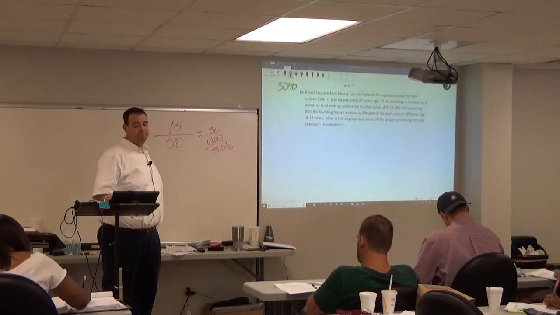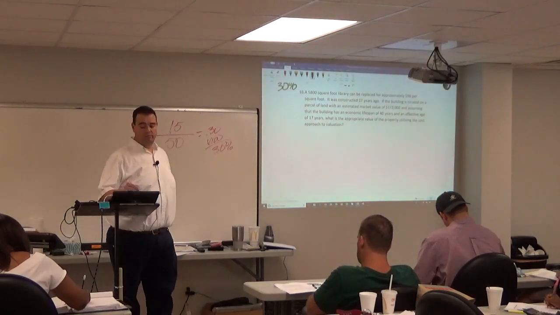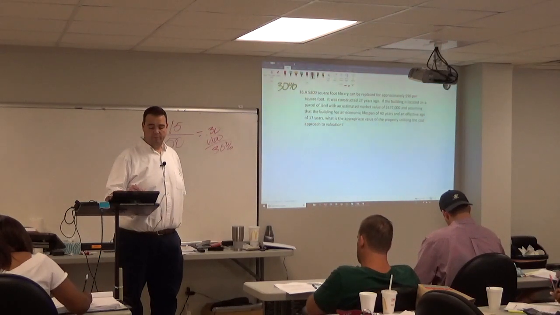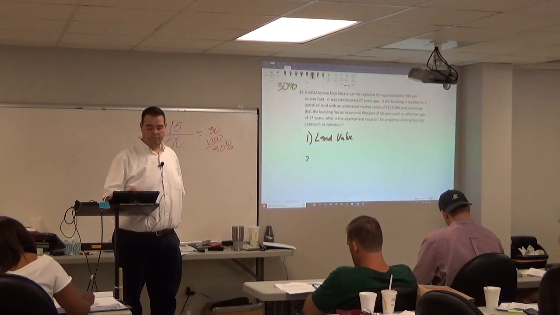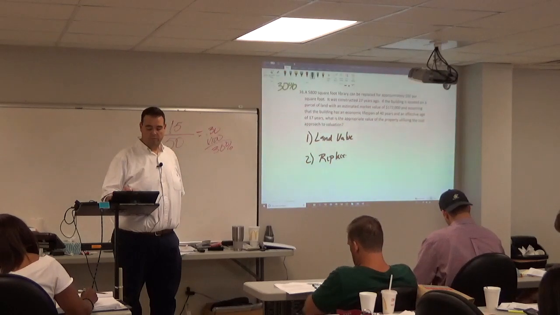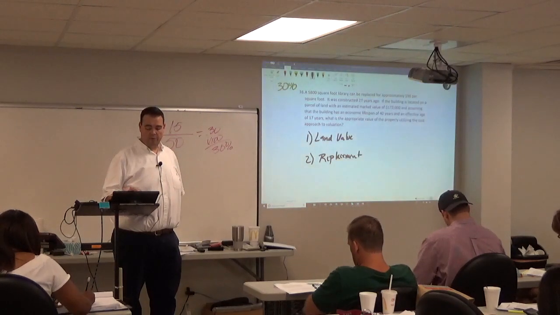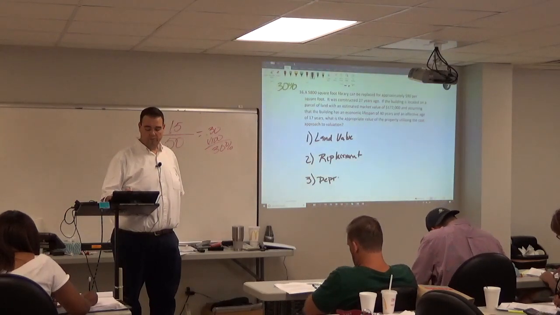Same thing. So write down the formula. What's step 1? Land value. Step 2, replacement cost. And step 3 is what? Depreciation of just the structure.